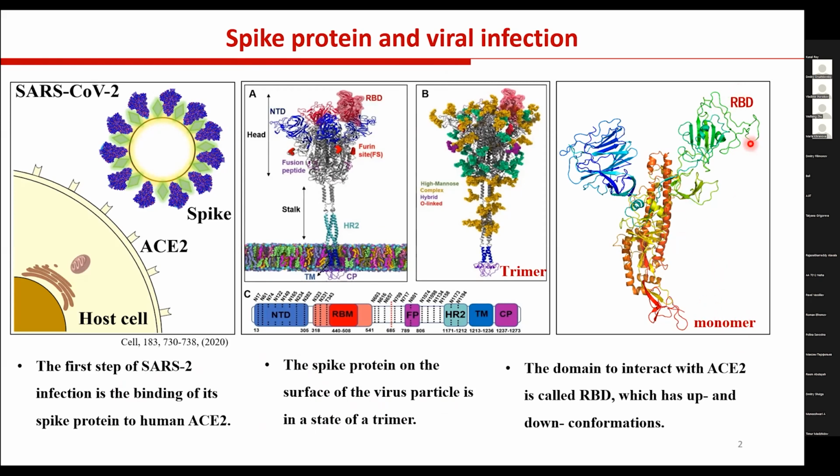This domain that directly interacts with ACE2 is called the RBD domain, receptor binding domain. The monomer has two different conformations called RBD down and RBD up conformations.